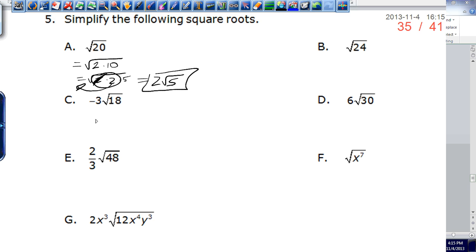C, when you have a number on the outside, you're going to have multiplying. So 18 breaks up into 6 and 3, and then maybe we can break 6 up into 2 times 3. So then I have a pair of 3s. One dies, the other one goes on the outside. And I got 3 times negative 3, which is negative 9 root 2.